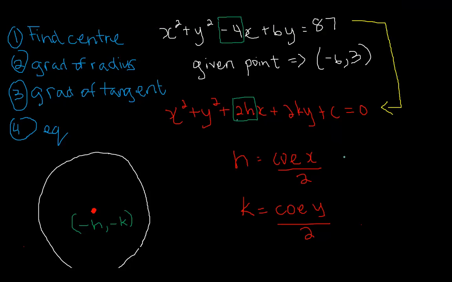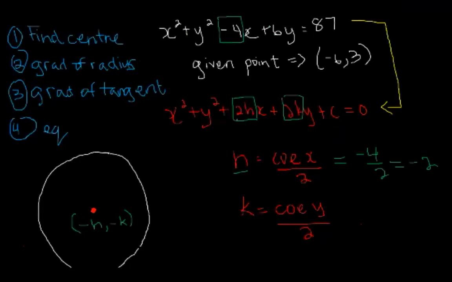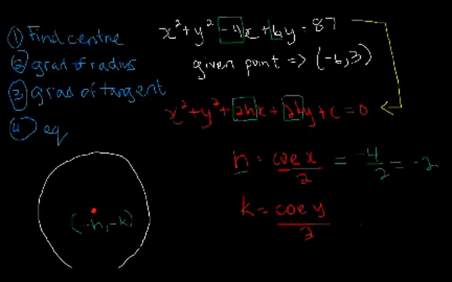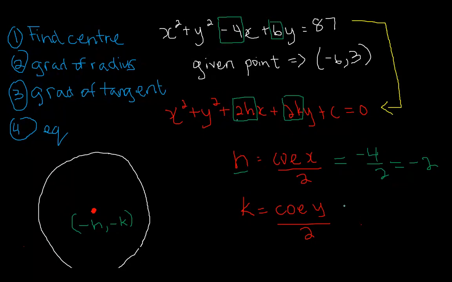So what I do now, I just substitute it into my equation. Coefficient of x divided by 2, so that's minus 4 divided by 2, which is equal to minus 2. That's my value for h. For k now, it is the coefficient of y divided by 2. Coefficient of y is anything that comes before y. So looking at our example, this would be 6, because 6 is the number that comes before y. So I just substitute the values. The coefficient of y, which is 6, divided by 2 is 3.